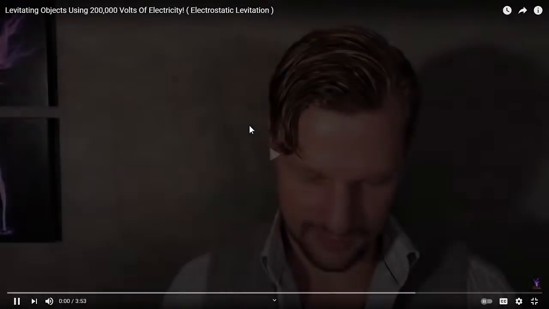But anyway, okay, so the next one we got here, and this is kind of cool, is levitating objects using 200,000 volts of electricity. And this is kind of cool. So we're going to cover this one. And here we go. Wow, 200,000 volts.